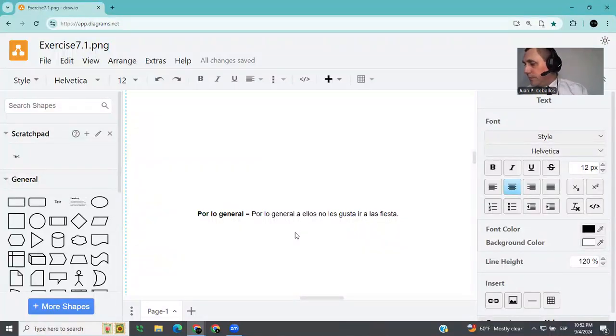Another expression that is very common is por eso or por esto. Okay, I'm going to put it in here. So por eso means because of this, and por esto means because of that. Very straightforward. Let me give you an example.